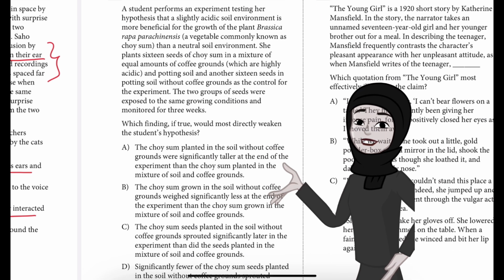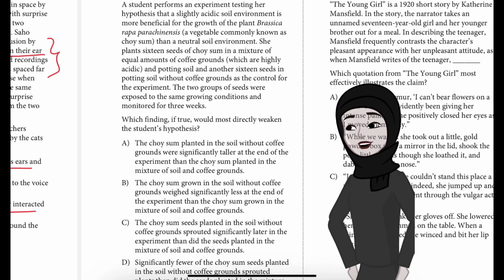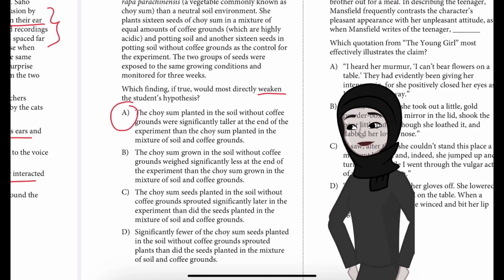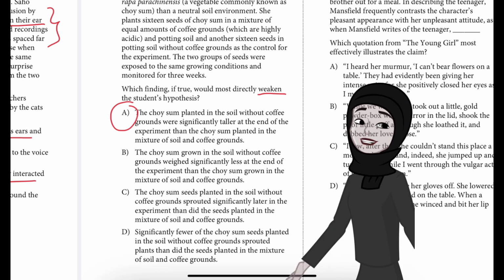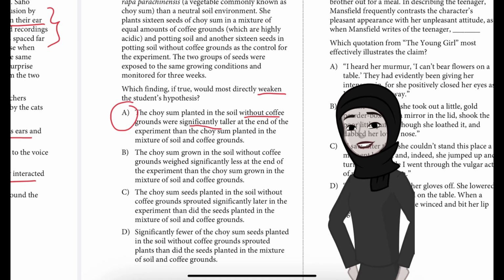So usually we are looking for something which is supporting the hypothesis, but in this case, they are talking about weakening the student's hypothesis. Choice A is the best answer because it describes an experimental outcome. What it says is that the choy planted in the soil without coffee grounds were significantly taller at the end of the experiment than choy planted in the mixture of soil and coffee grounds.